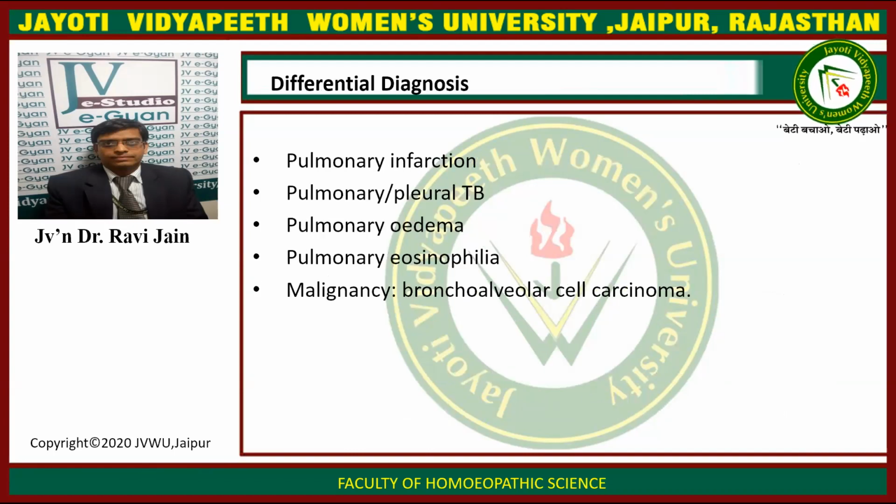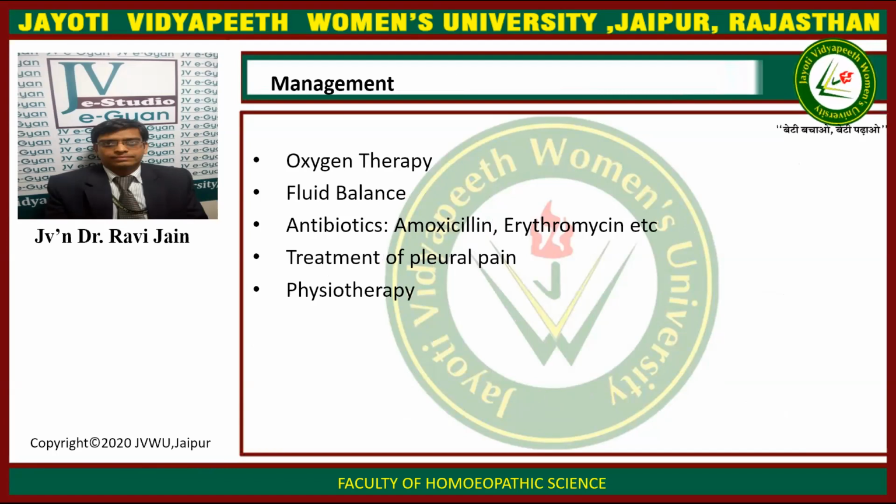Differential diagnosis. The various conditions which can resemble community-acquired pneumonia: pulmonary infarction, pulmonary or pleural tuberculosis, pulmonary edema, pulmonary eosinophilia, malignancy with bronchoalveolar cell carcinoma. In the management, we can administer oxygen therapy, fluid balance, antibiotics with amoxicillin, erythromycin, etc., and treatment of pleural pain. Also physiotherapy.